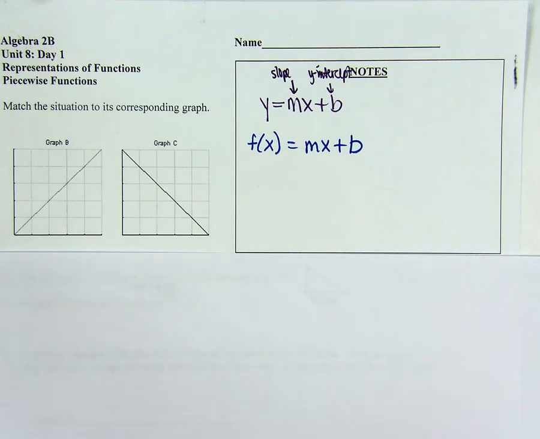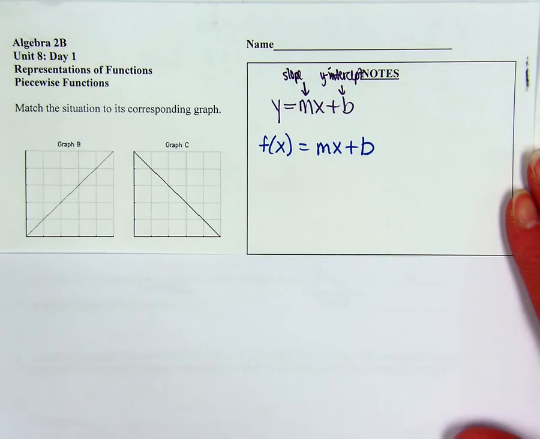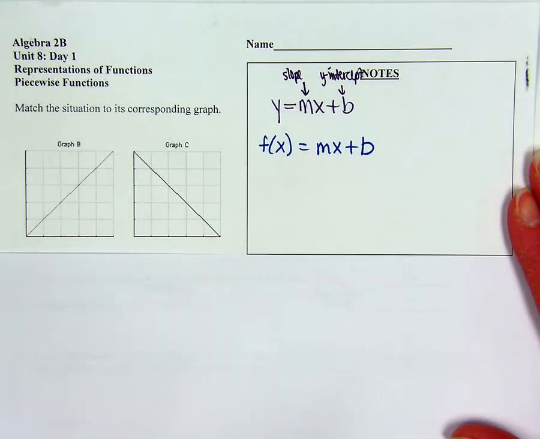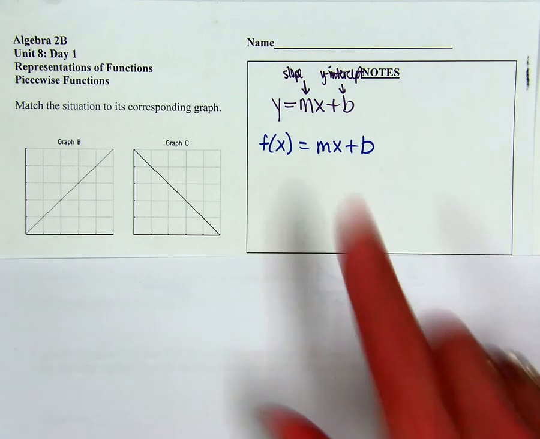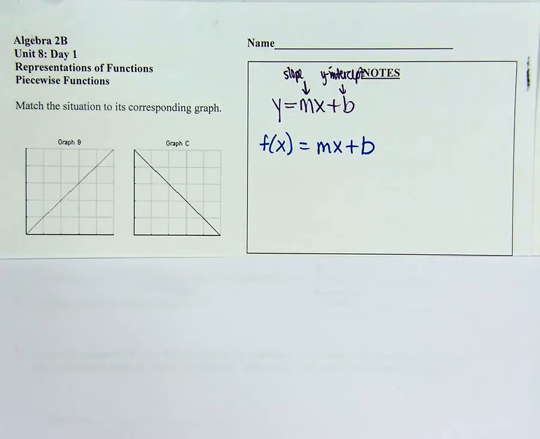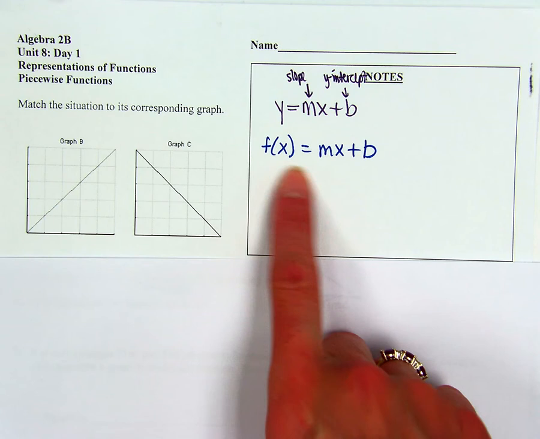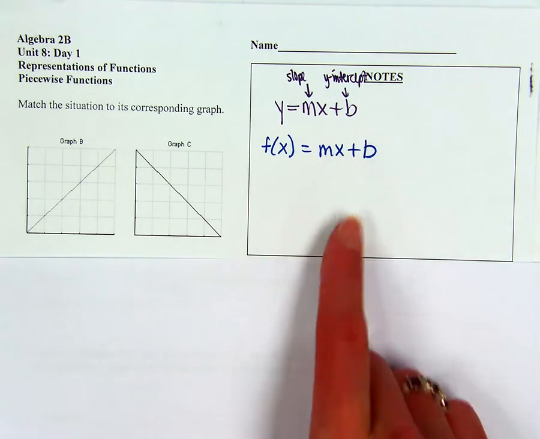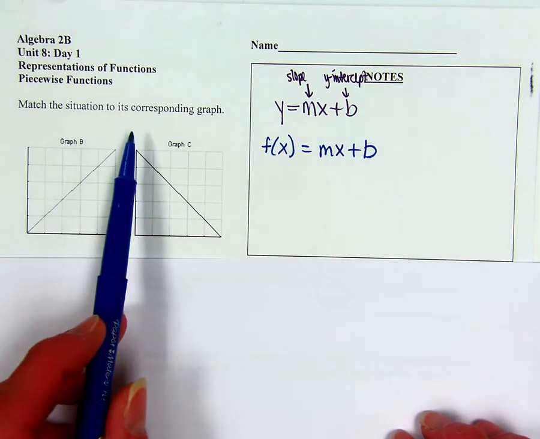All right, so we're going to be continuing the concept of linear functions. Functions are things that we've been talking about all this school year and even in Algebra 1. You're already familiar with y equals mx plus b, so I'm just going to use f of x equals mx plus b. Remember, f of x is the same as y equals. And we know that m is our slope, b is our y-intercept. So it says match the situation to its corresponding graph.